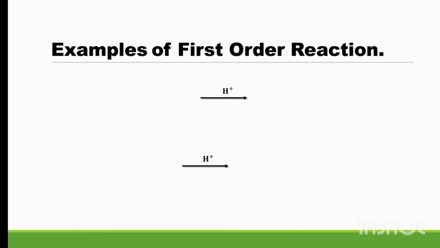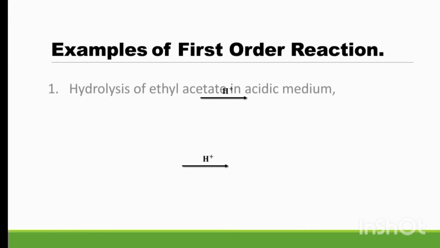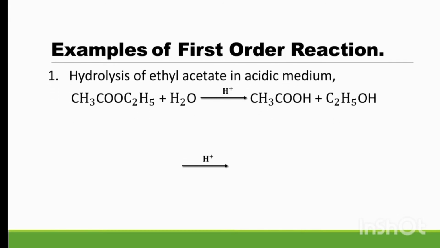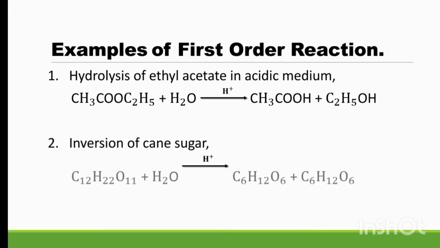Let's look at some examples of first order reaction. First example, hydrolysis of ethyl acetate in acidic medium. We take ethyl acetate and hydrolyze it in acidic medium and we get acetic acid and ethanol. The second example is inversion of cane sugar.